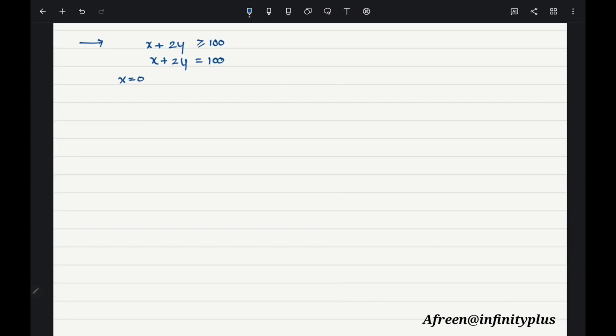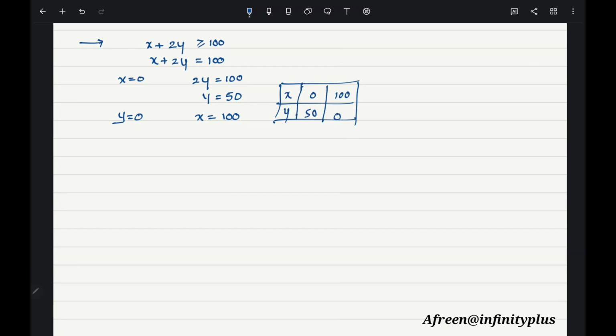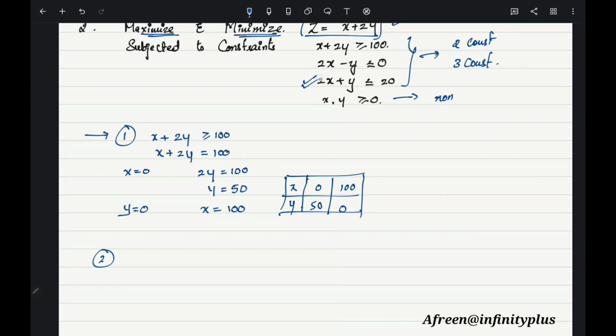X is equal to 0 I will be giving. So what's the value I will be getting? I will be getting 2y is equal to 100, so the value of y we will get as 50. Now give y is equal to 0, you will get x is equal to 100. Now the solution box, we will be having it as x and y. If x is 0, then the value of y is 50. And if y is 0, the value of x is 100. I will be taking this as the first constraint. Then we will move further to the next one.